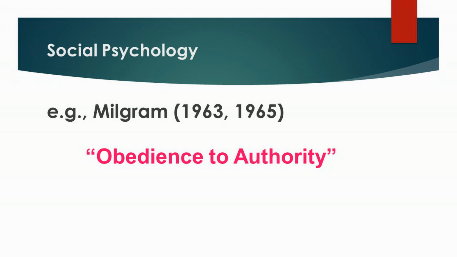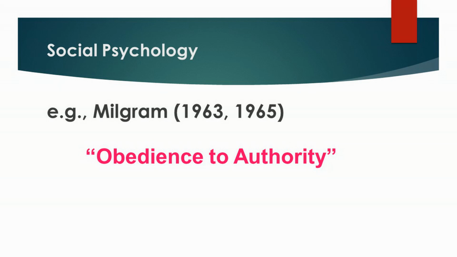But that was deception. That nice, mild-mannered man was actually a confederate of the experimenter, an actor, hired to play a particular role. As the real participant, you would be told that the experiment involved the effects of punishment on learning. And you would be told that one of you would be the teacher and the other would be the learner in this experiment, and that you would be randomly assigned to those roles. This too was deception. It was rigged so that the real participant was always the teacher and the confederate, the actor, was always the learner.